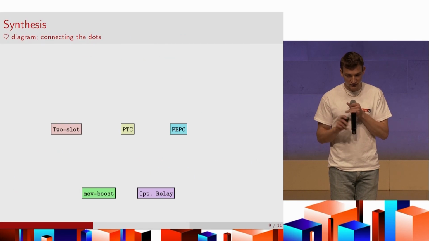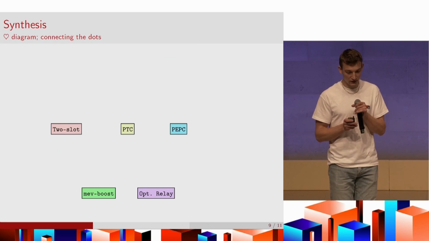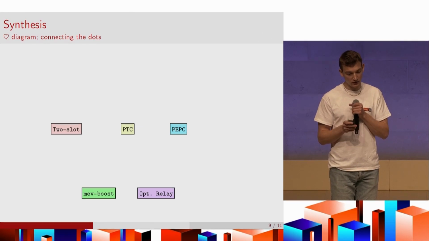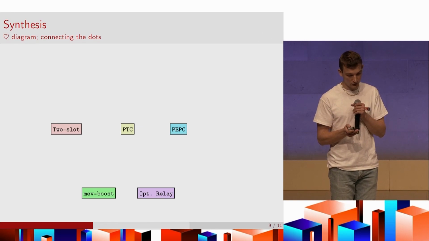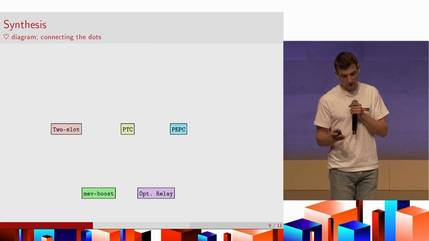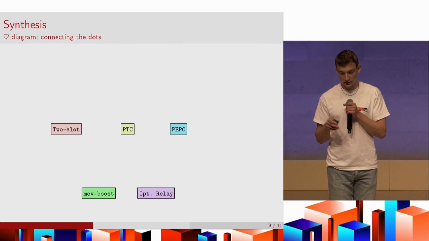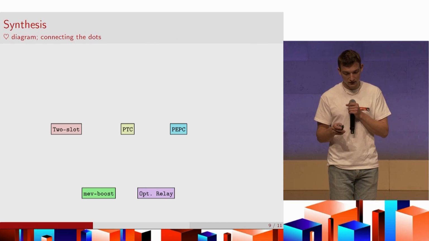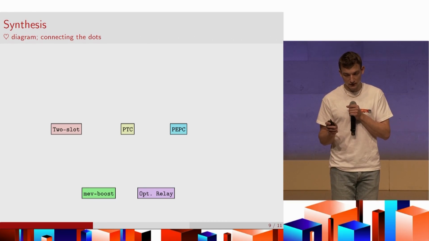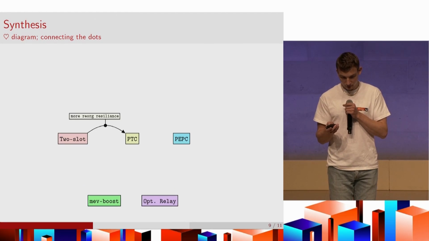Cool, so that was kind of a fire hose, but hopefully the next few slides will help connect the dots and draw the relationships between all these things. So on the top row, I have 2-slot, PTC, Payload Timeliness Committee, and PEPC. So those are the in-protocol versions of PBS. The bottom row is MevBoost and Optimistic Relay, which are the out-of-protocol versions.